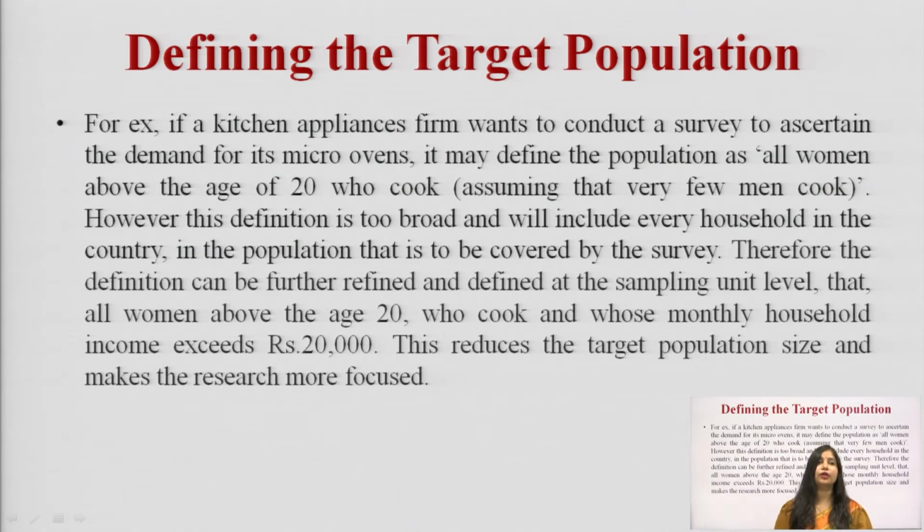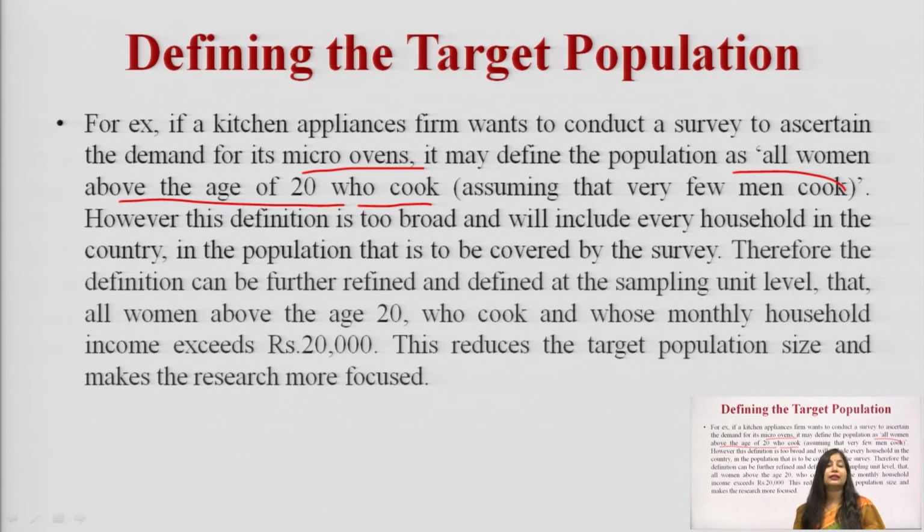Here an example is given to define the target population. Suppose a kitchen appliances firm wants to conduct a survey to know about the demand for microwave ovens, that is, how many people want to purchase a microwave oven. For that, the basic unit they have applied is all the women who are aged 20 and above and who can cook, and in certain cases men also who are interested in cooking.